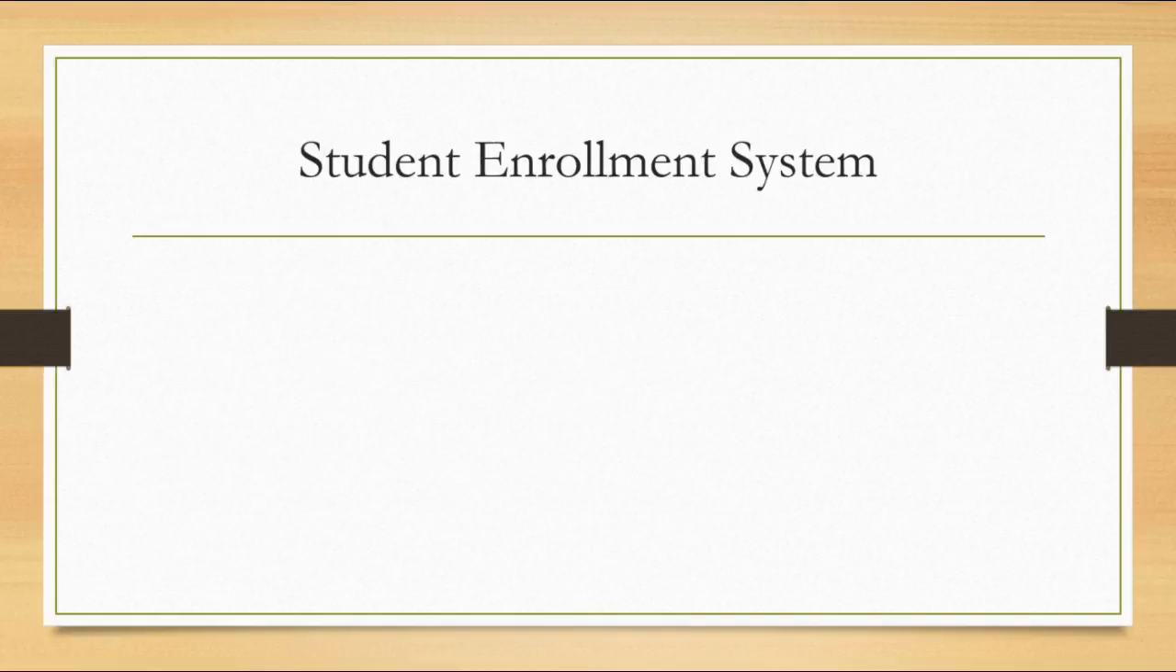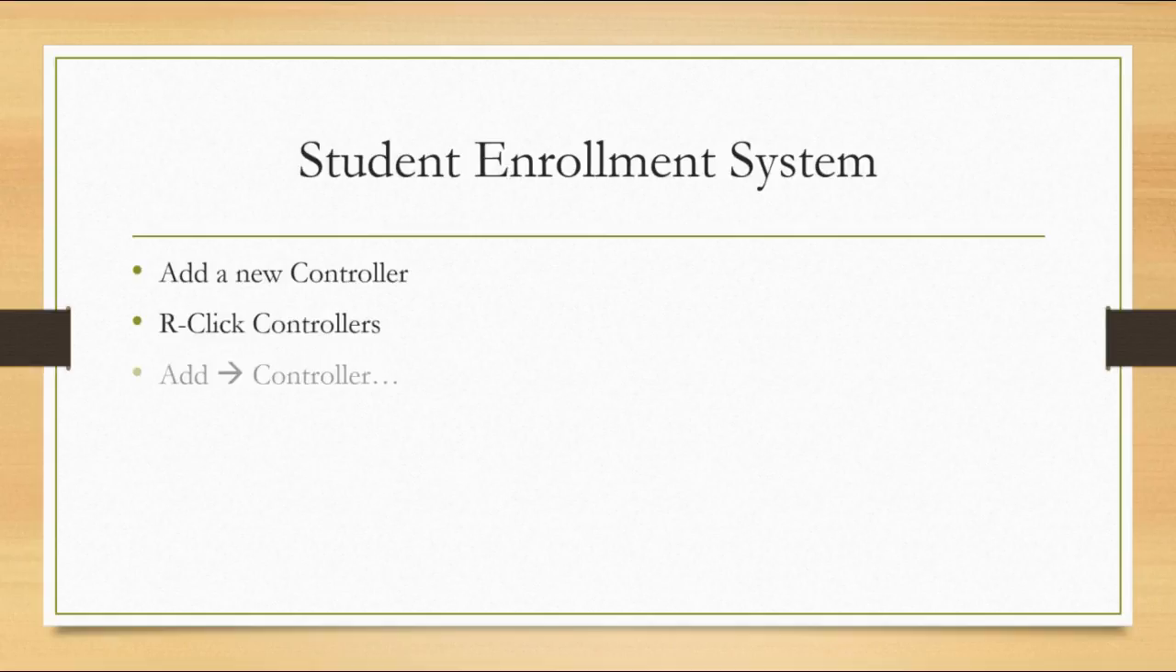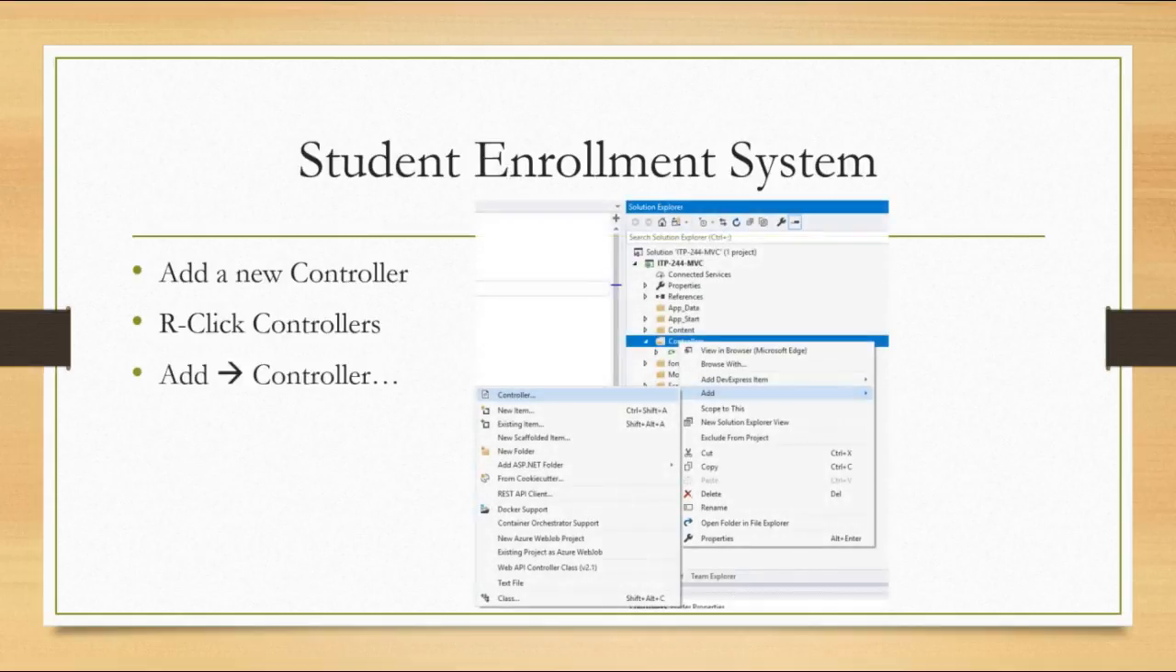Now what we're going to do is create a student enrollment system in this course. That is what I will be doing to show you. So let's add a new controller. We're going to right-click on controllers in Visual Studio. We're going to choose Add Controller, and we get this here. So we right-click on controllers. We click Add Controller.